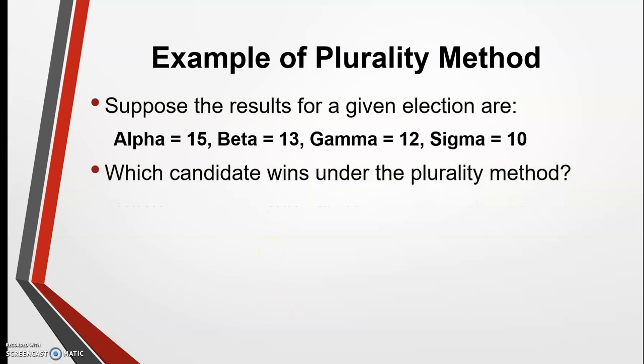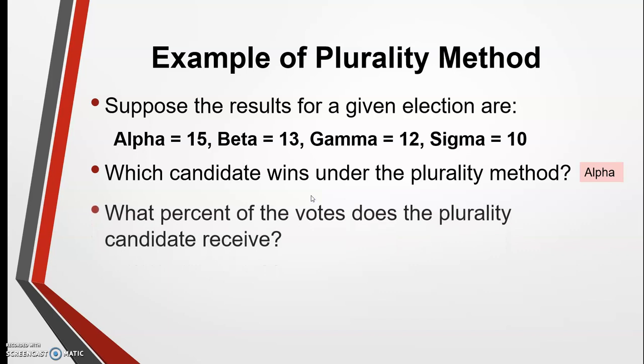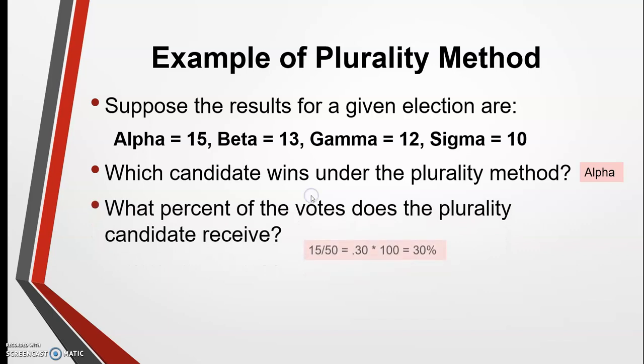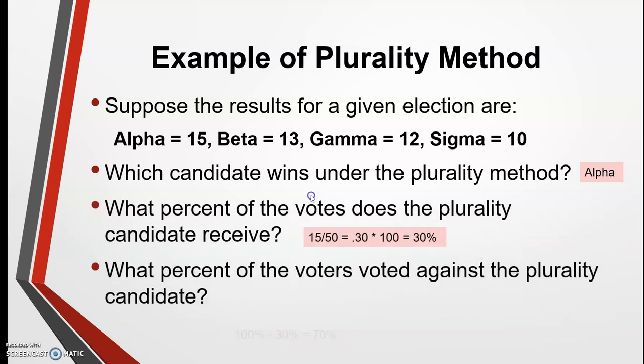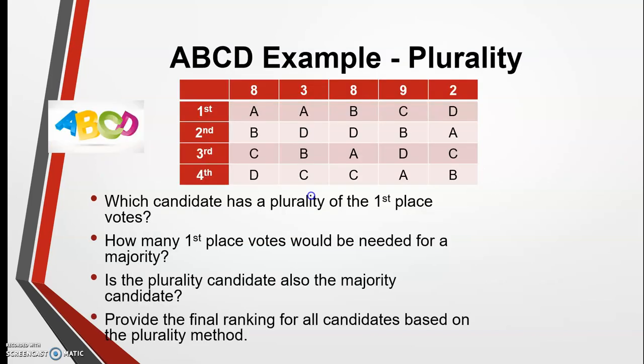So which candidate wins under the plurality method? In this case, we said alpha with 15. It's redoing the same example, so that's just a reiteration of what we just talked about.